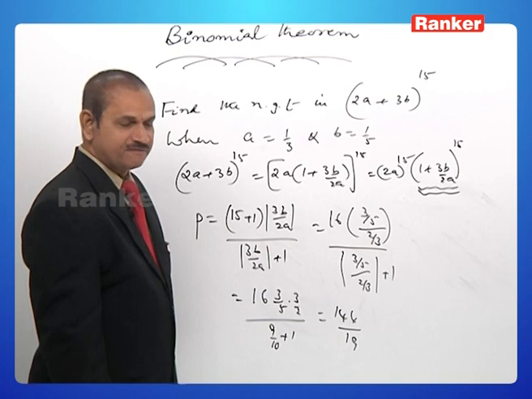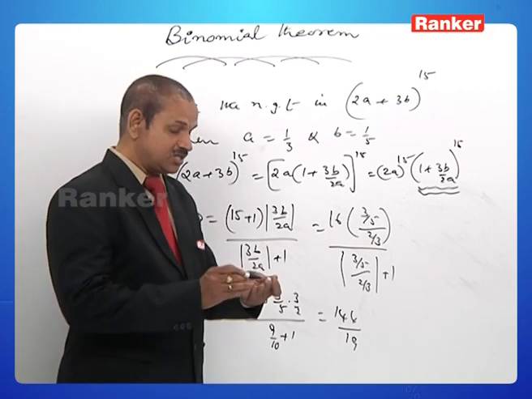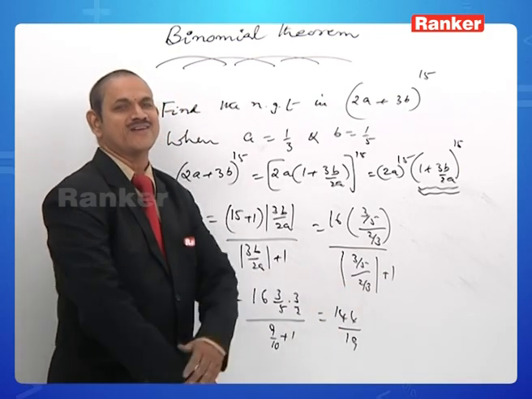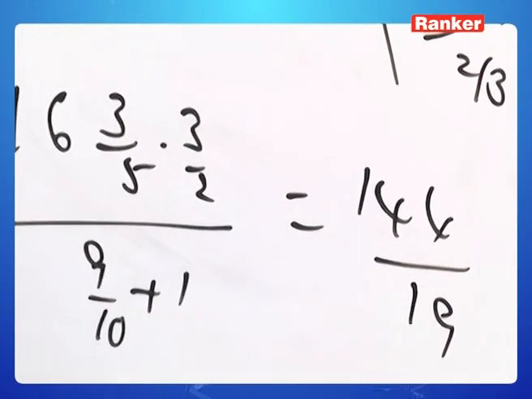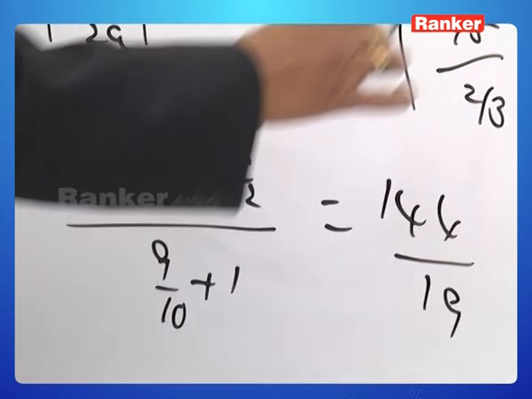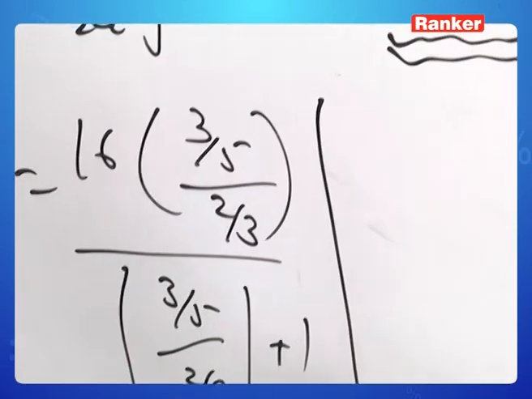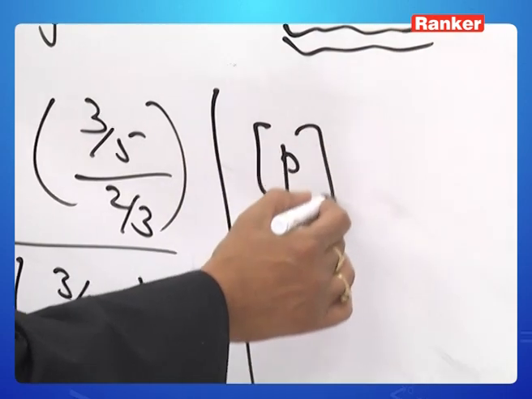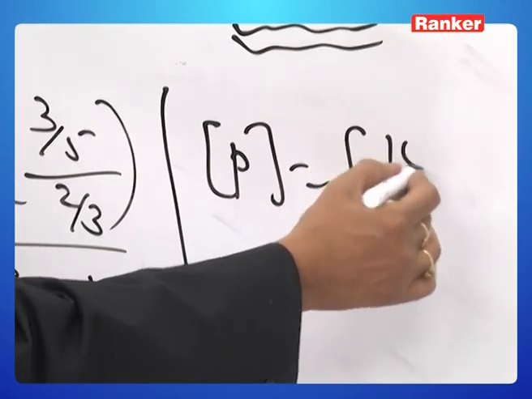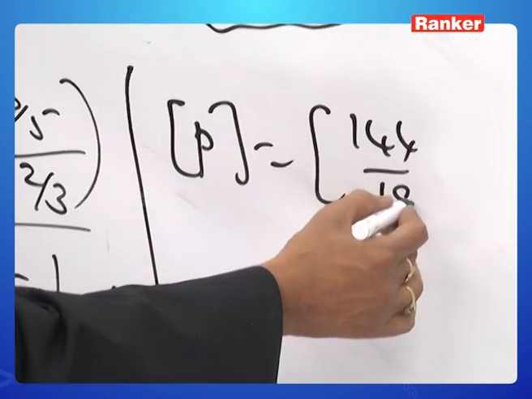Observe here, my dear friend, 144 by 19, is it an integer? No, it's not an integer. It is a fraction. Okay, so the additional burden for us here is the integral part of p. What is the integral part of p? Integral part of 144 by 19.